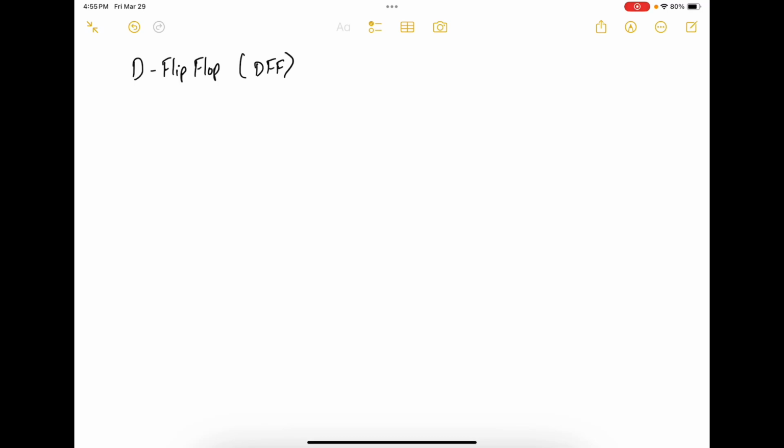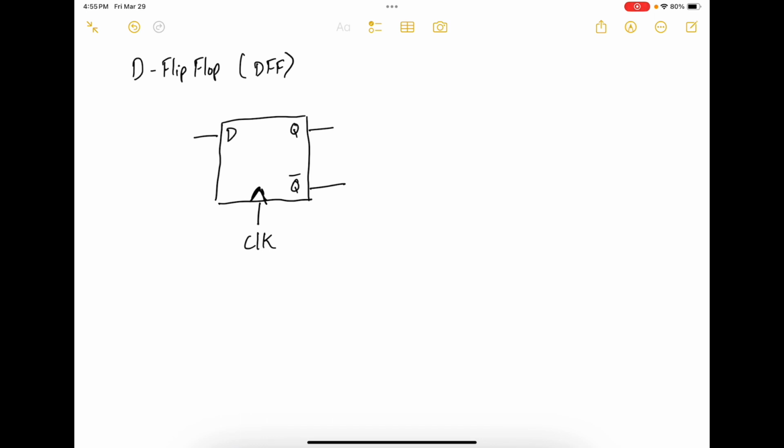Let's look at the simplest flip-flop, which is the D flip-flop. The symbol for the D flip-flop is as follows. So you have the D input, Q, Q prime. It's pretty much similar to the D latch. And then you have the clock. So this is the symbol for the clock.